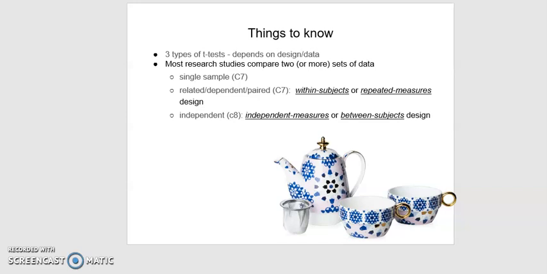Independent t-test is chapter 8. This is a case where I get a cup of tea and you get a cup of tea. So each cup is for different people. So you're going to have two different groups. Each person can only be in one of those conditions. So we call that independent measures design or a between subjects design, and that's chapter 8.